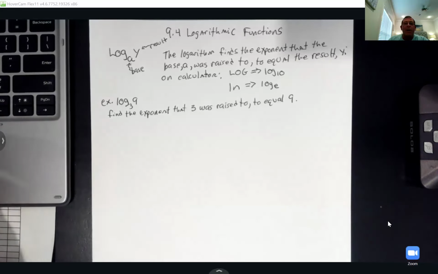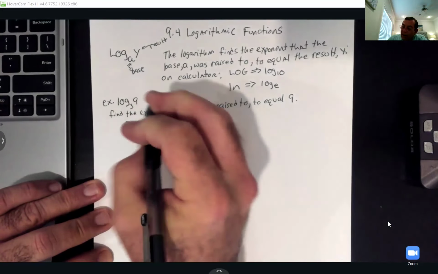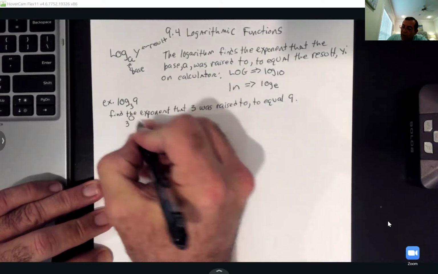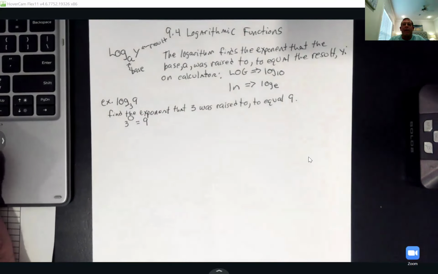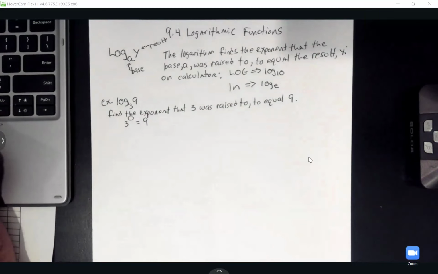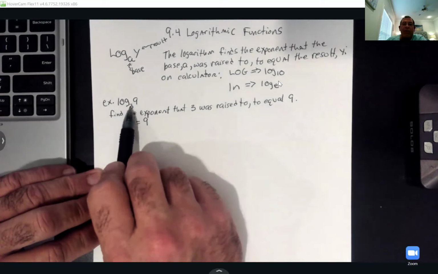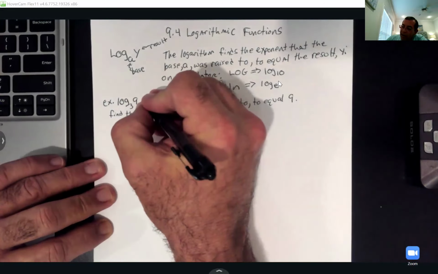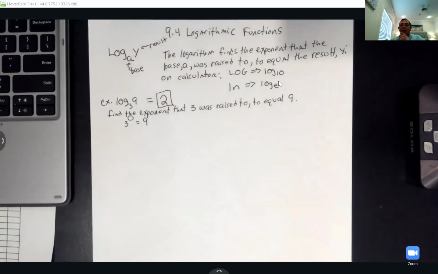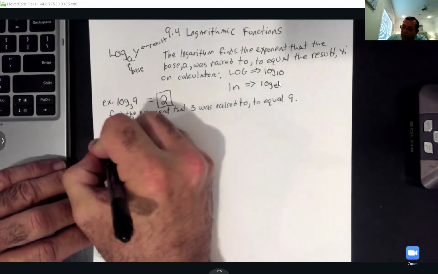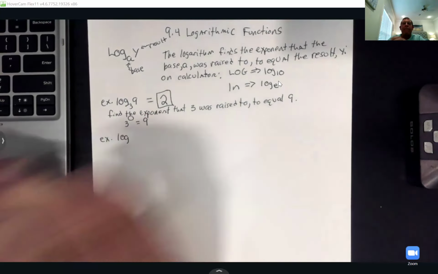All righty, so what do y'all think? I got a 3 here. 3 to what exponent equals a 9? A 2. Good job. So when I take the log base 3 of 9, in the long run that equals 2. So y'all remember, that's what I'm looking for on these. I'm looking for exponents.